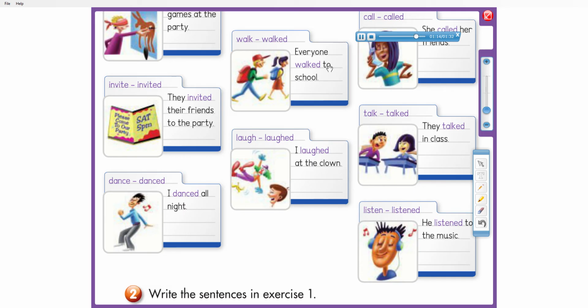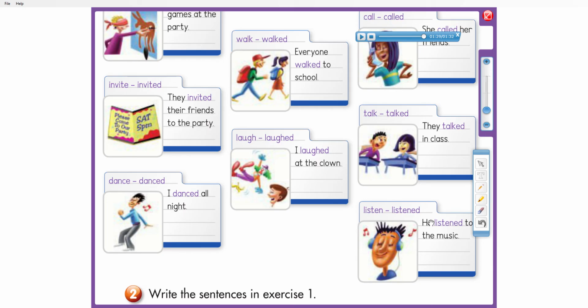Dance. Danced. I danced all night. Dance in the simple present, danced in the simple past. Yesterday, I danced all night. And finally, we have listen. Listened. He listened to the music. Listen in the present, listened in the simple past.